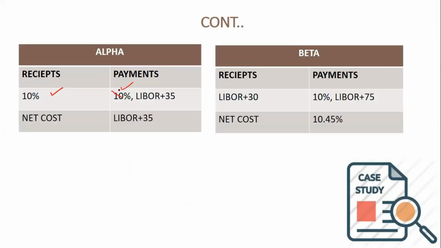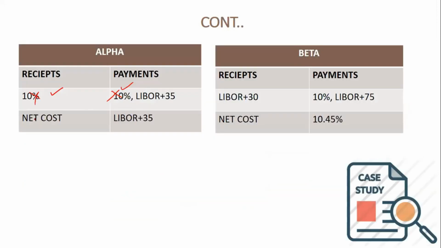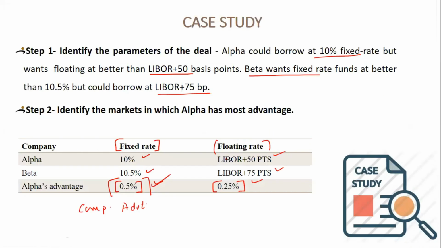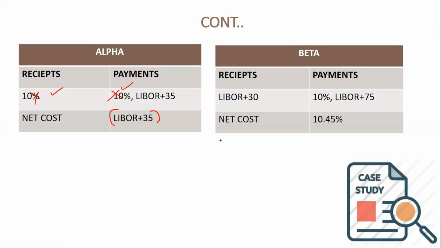So this 10% is out. And to the bank, they have transferred LIBOR plus 35, correct? So their net cost is LIBOR plus 35. In the initial stage, what was their net cost? LIBOR plus 50 basis points. That means an advantage of 15 basis points for Alpha. At the same time, they are now happy because they are paying floating, which they actually wanted to pay.